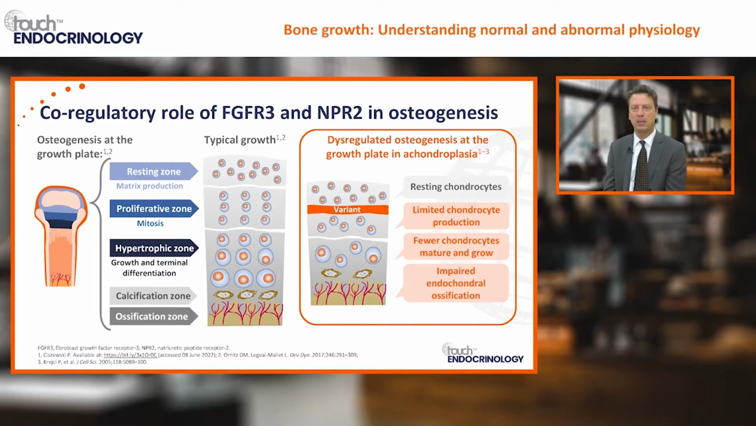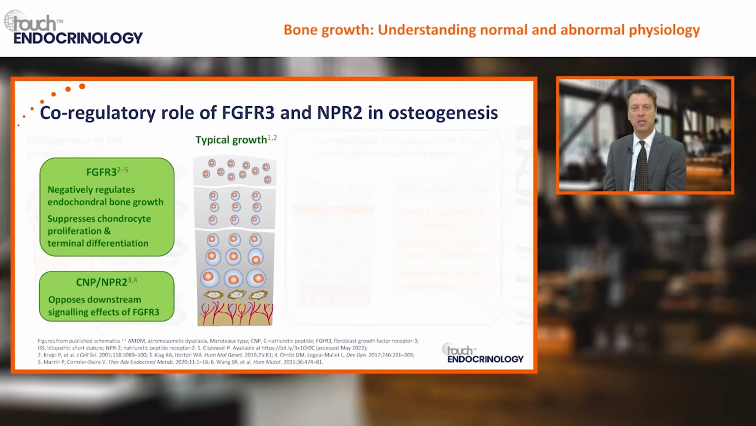In a disorder like achondroplasia, there is dysregulated bone formation in all of these various zones. So there's limited chondrocyte production, fewer of the chondrocytes mature and grow in the hypertrophic zone, and this ultimately leads to impaired endochondral ossification and abnormal morphology at the growth plate.